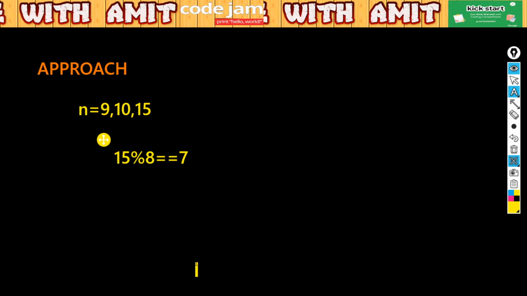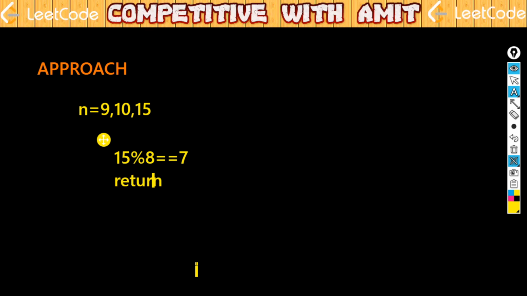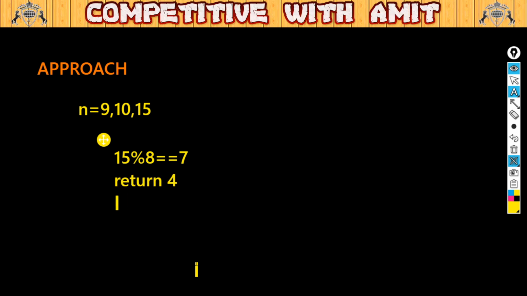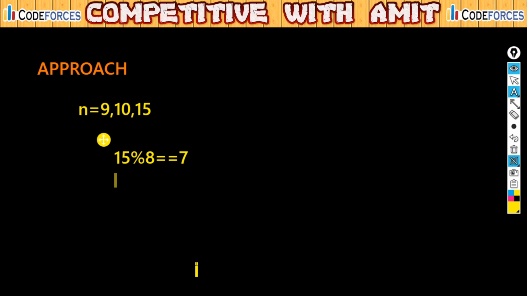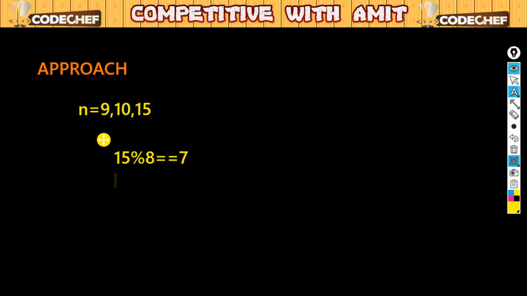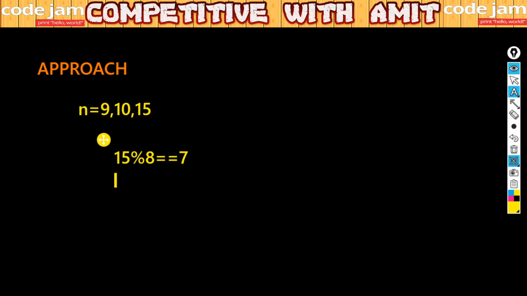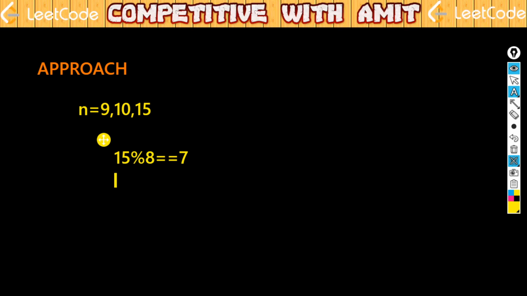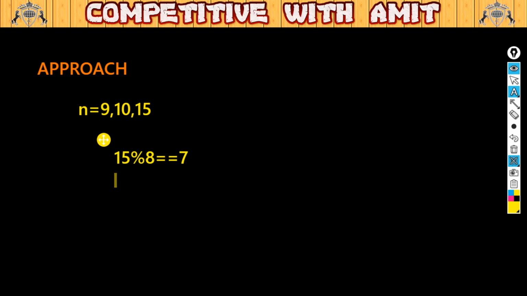So if this condition becomes true, then we will return 4, else we will return 3. Now why this condition is true, you can check on Lagrange's four-square theorem, which is on Wikipedia. I'll give you that link. Now simply, if we want to verify, we can verify it.